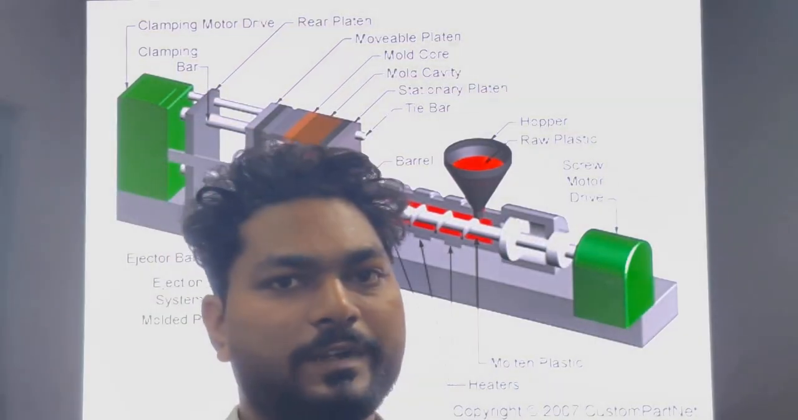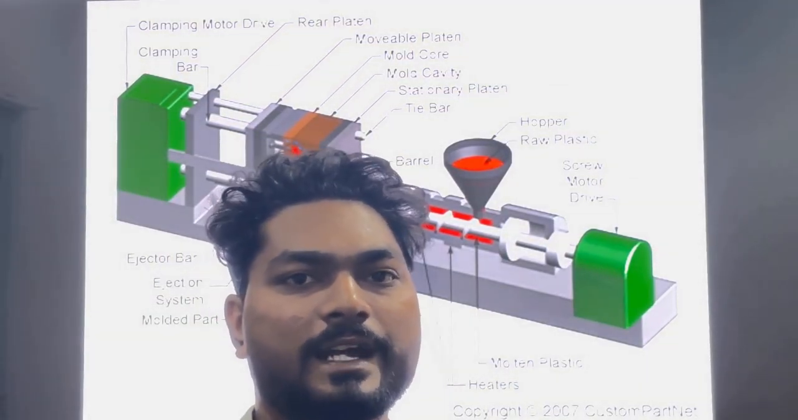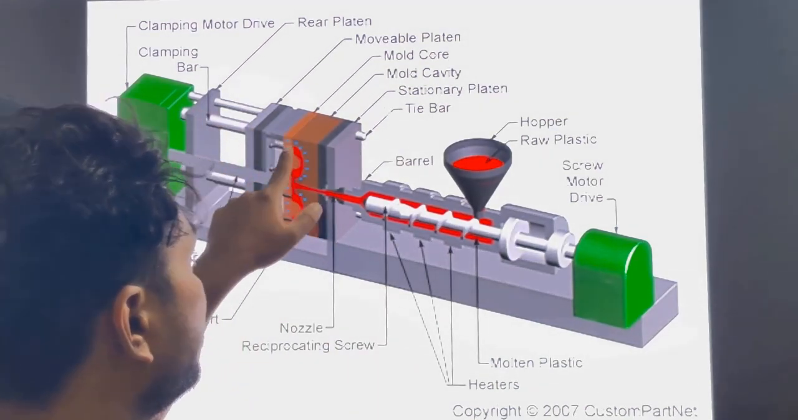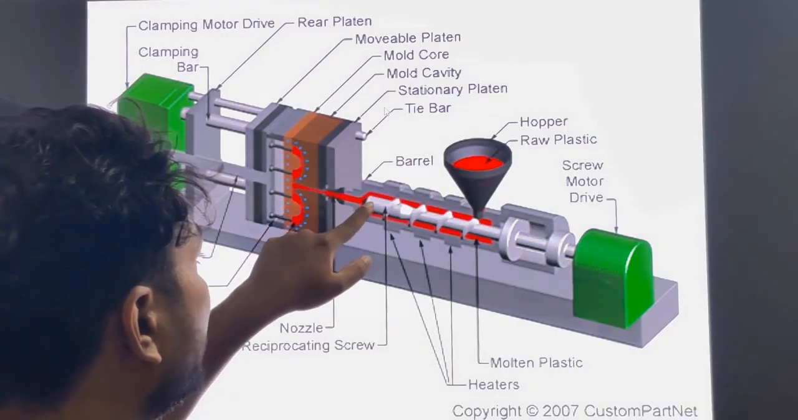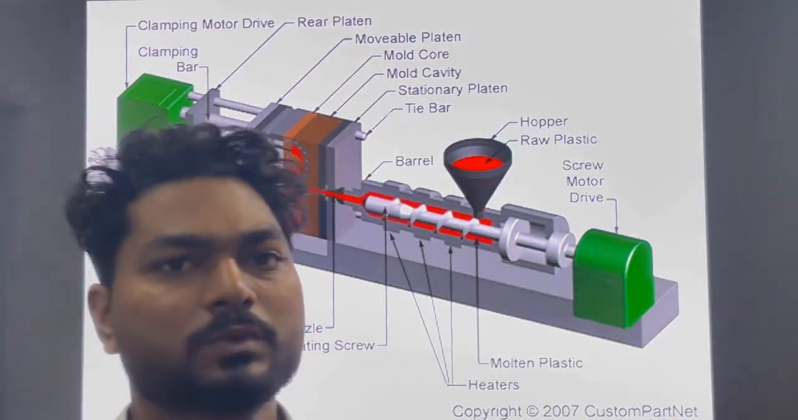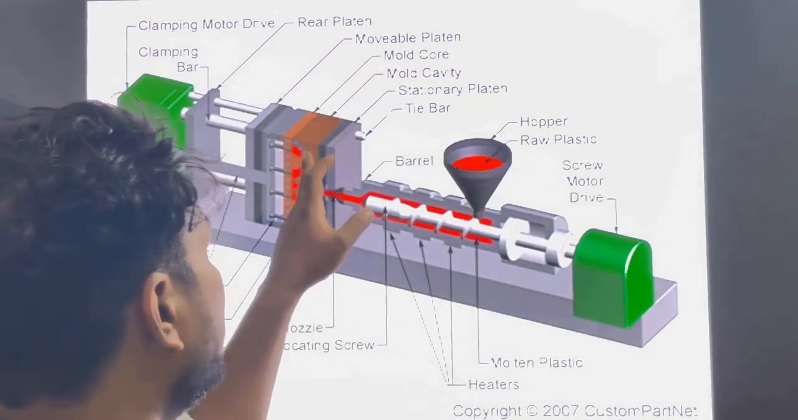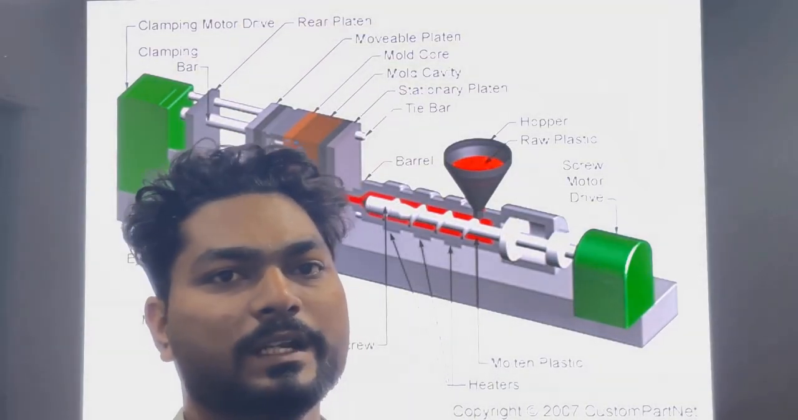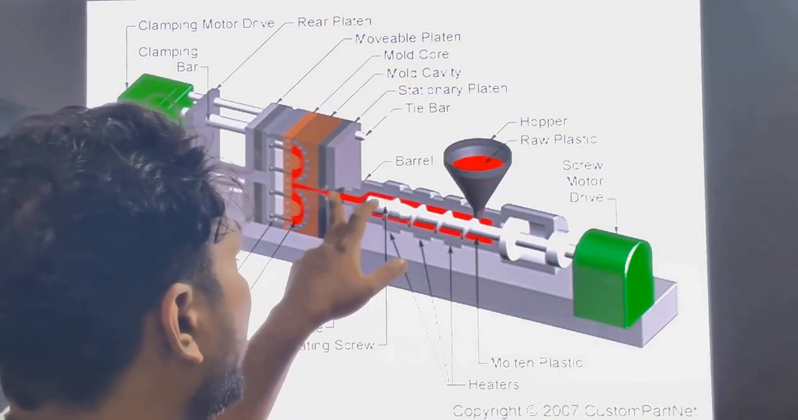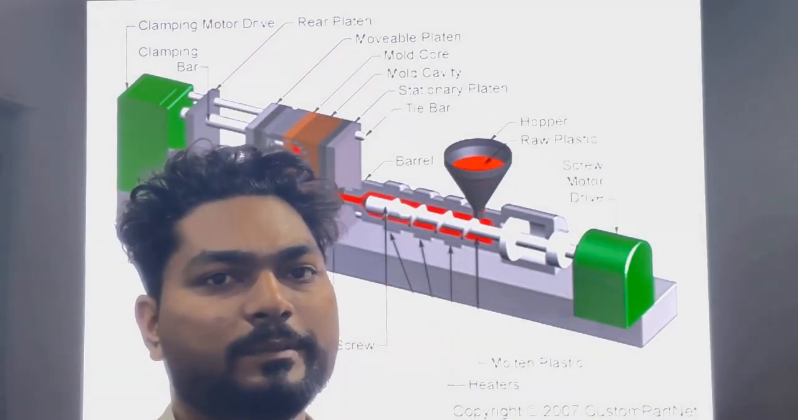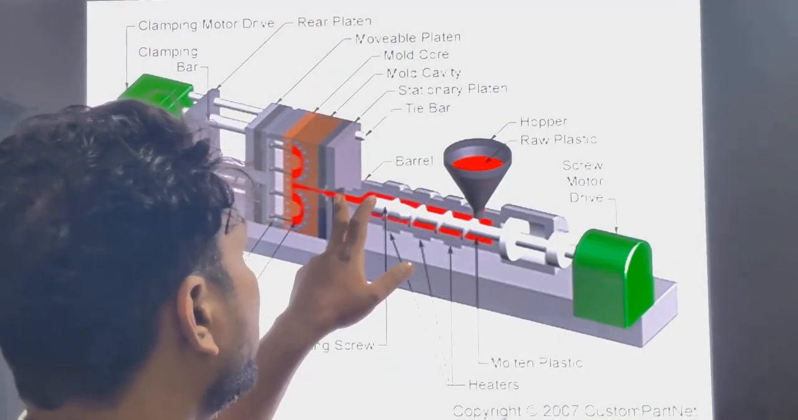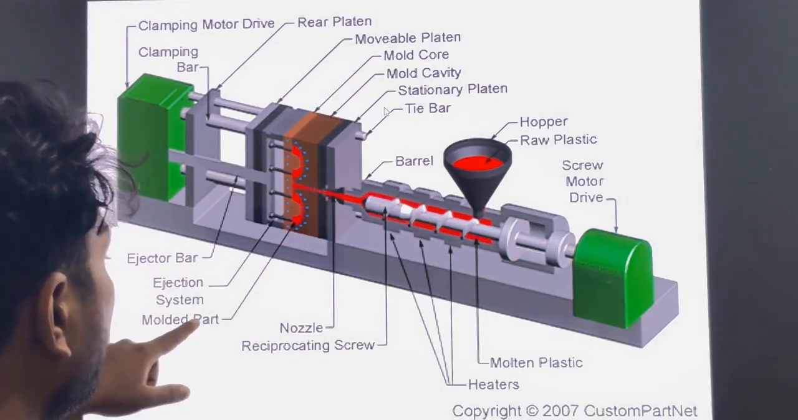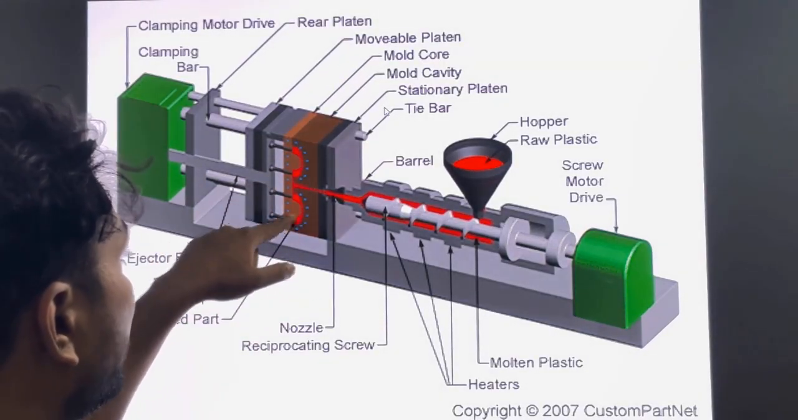The cavity portion always remains fixed, static, and the core is moving. This core portion is going to move, and this is the hollow portion. Here our material is filling inside this complete portion, which is created by the core and cavity, and via the gating system and runner system we are injecting it inside this core and cavity. And you can see this red is our molded part.